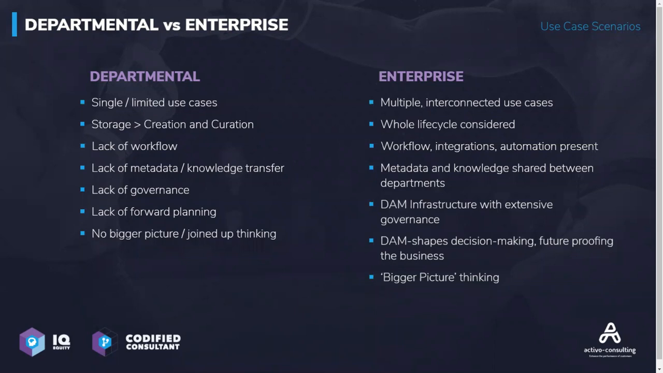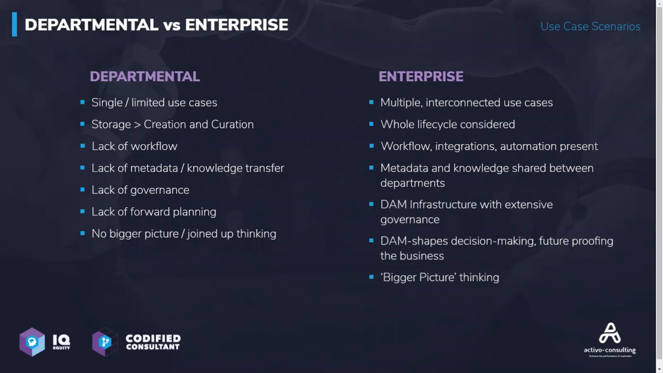Governance impacts running of the DAM less, and there tends to be less forward planning, or what I term bigger picture thinking. So what do I need to know now to benefit myself, my company, and be ready for things yet to happen?